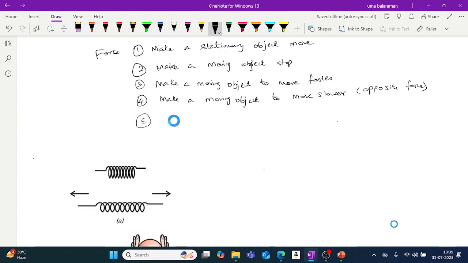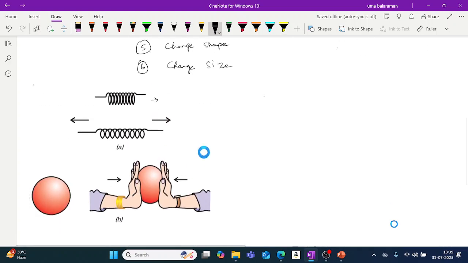So, force can change shape. A balloon, sponge can change the shape. Rubber band, or it can change size. Force can do all these things. Do you agree, ma'am? All these are possible by a force. Here, shape is changed. Here, size is changed. Shape or size. Okay.